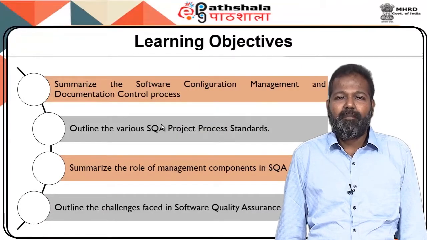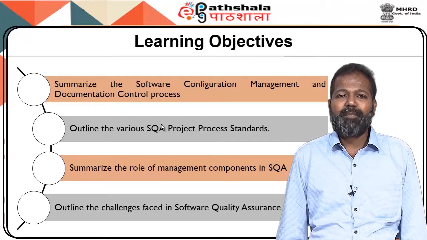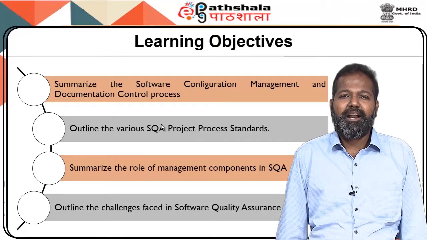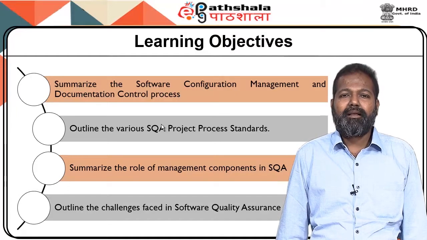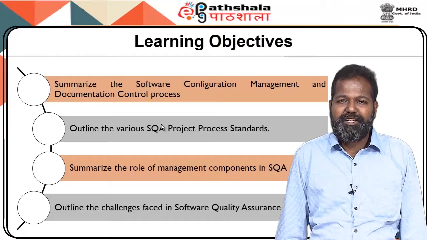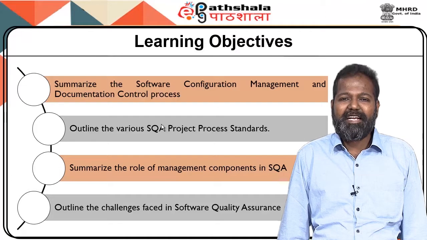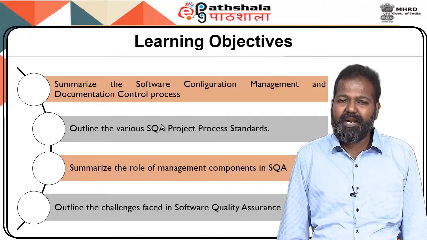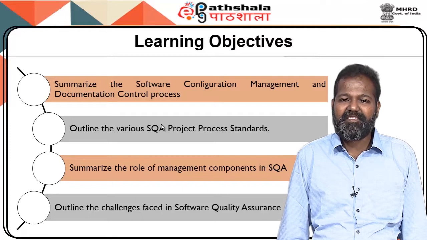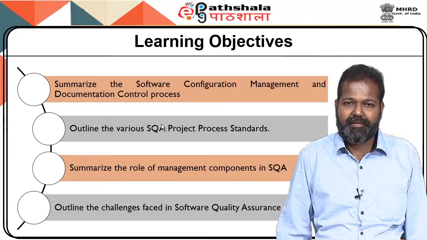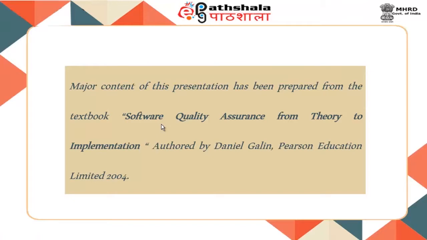Learning objectives: summarize the software configuration management and documentation control process, outline the various software quality assurance project process standards, summarize the role of management components in software quality assurance, outline the challenges faced in software quality assurance. Major content of this presentation has been prepared from the textbook Software Quality Assurance from Theory to Implementation, authored by Daniel Galin, Pearson Education Limited, 2004.